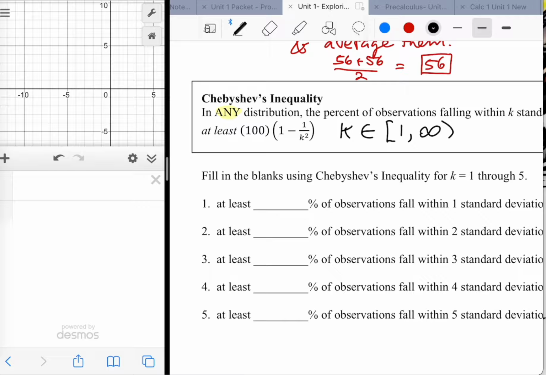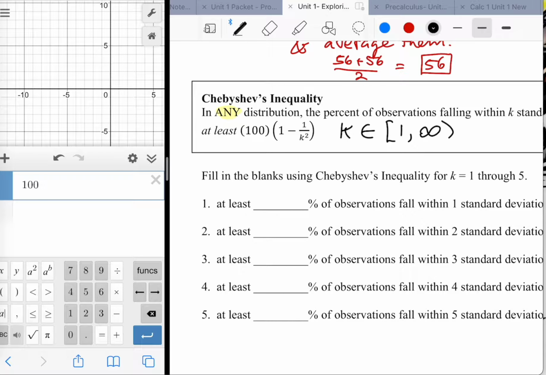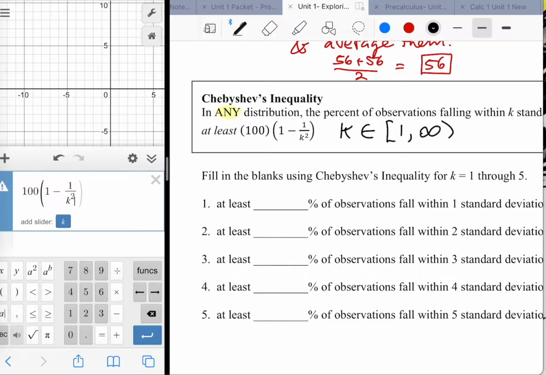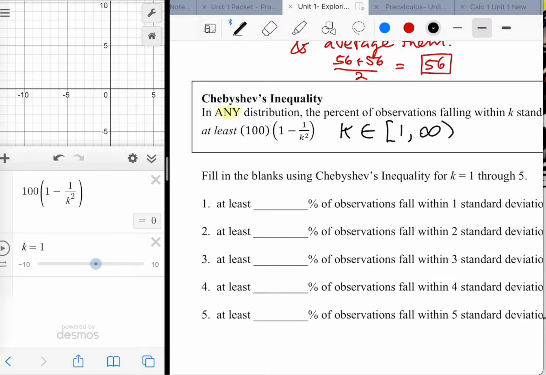All right. So we'll take a look at it real quick using Desmos, just by typing in the inequality itself, or the expression that leads to the inequality. So 100 times 1 minus 1 divided by k squared. Create a slider for k. Now this slider has a default setting, or any slider in Desmos has a default setting to go from negative 10 to 10, including all rational values in between.